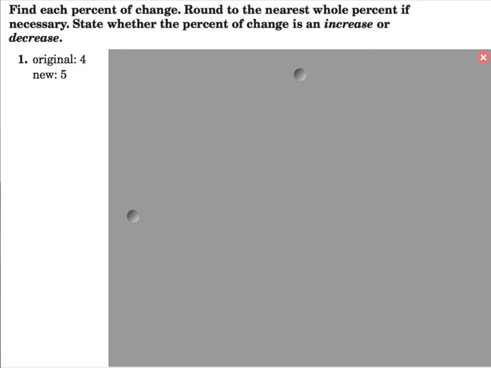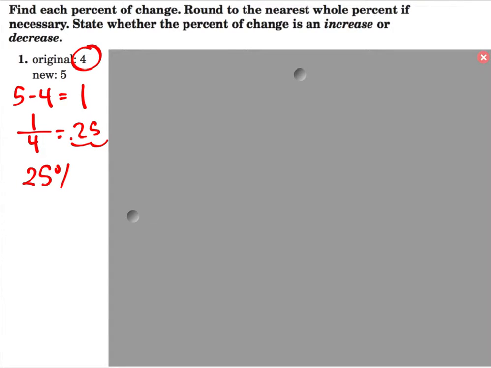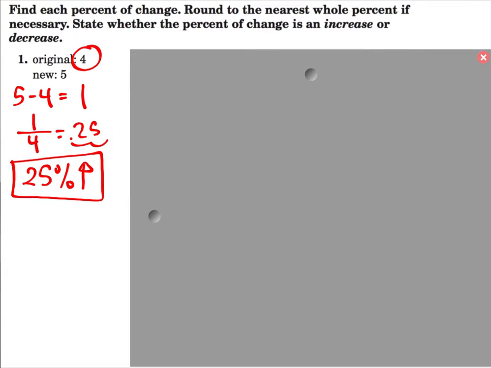Find each percent of change. Round to the nearest whole percent if necessary. State whether the percent of change is an increase or decrease. So our first example, the amount of change is 1. Going from 4 to 5 is an increase of 1. You compare that to the original amount. That is 0.25. You change it to a percent. This is 25% change. Now it did go from 4 up to 5, so that is an increase. This is a 25% increase.